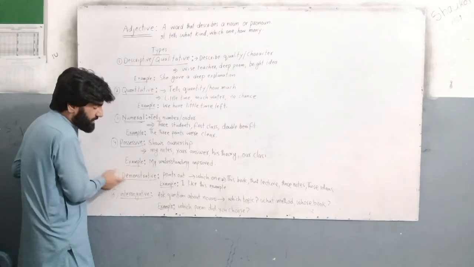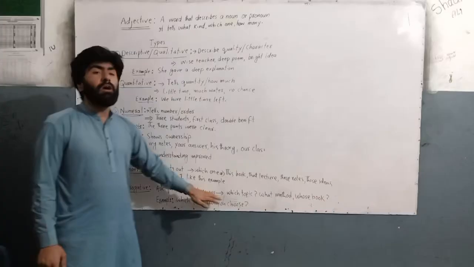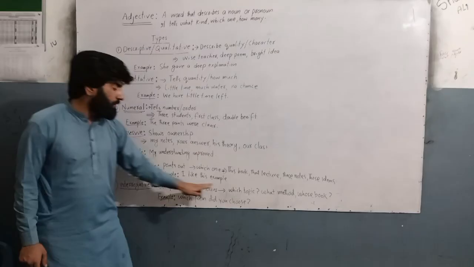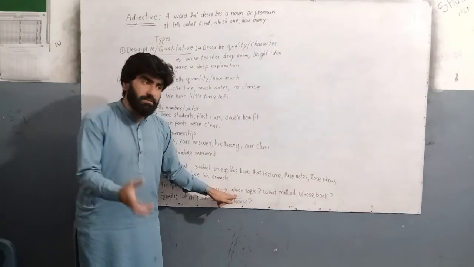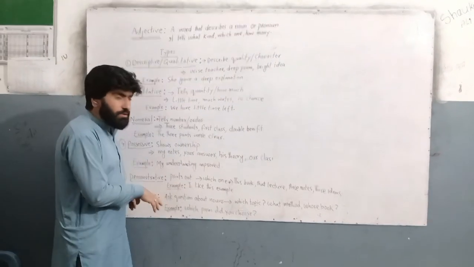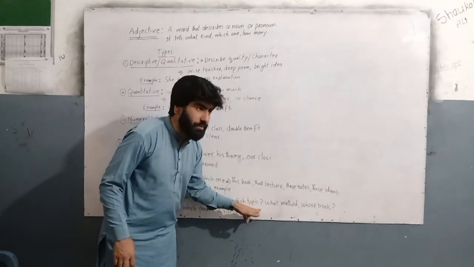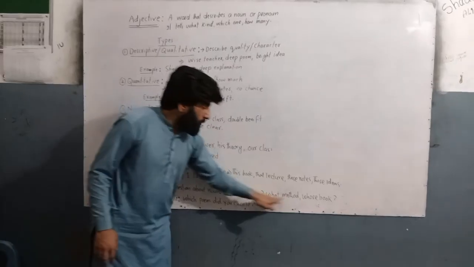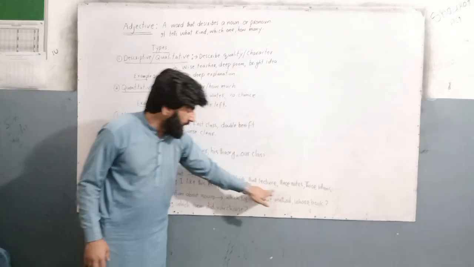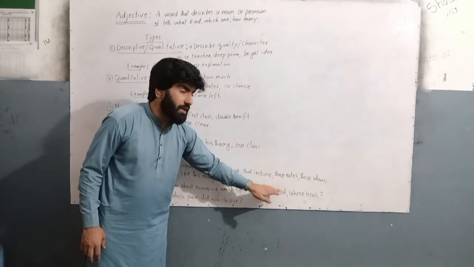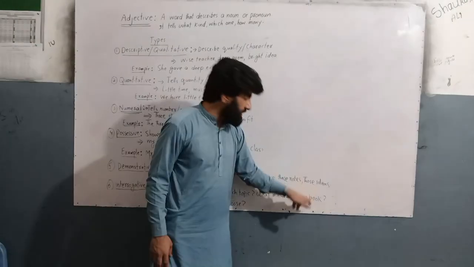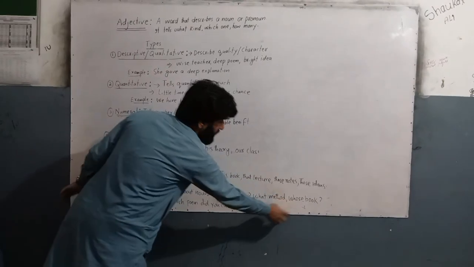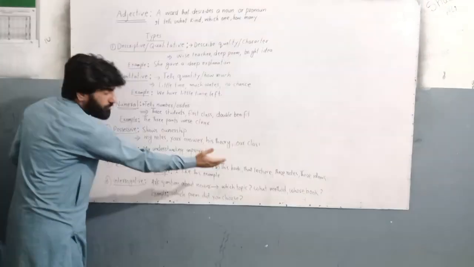Interrogative adjective asks a question about a noun. For example, which topic. This which is an interrogative adjective and it asks a question about the topic, that is the noun. What method? Method is a noun, and now I am asking about the type of method, what method. Whose book? Whose is an adjective, an interrogative adjective. It is used for the word book, that is a noun.